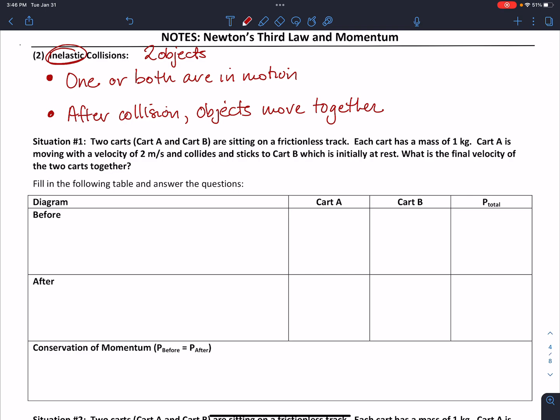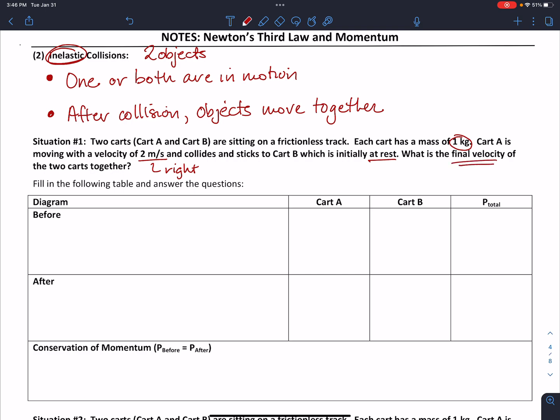All right, so let's look at situation 1. It's going to be similar to recoil. We've got two carts, A and B, and they're sitting on a frictionless track. Each cart has a mass of 1 kilogram, and cart A is moving with a velocity of 2 meters per second and collides and sticks to cart B, which is initially at rest. So cart A is moving, cart B is at rest, and we're going to say this is to the right, just to give us a direction. What is the final velocity of the two carts moving together?